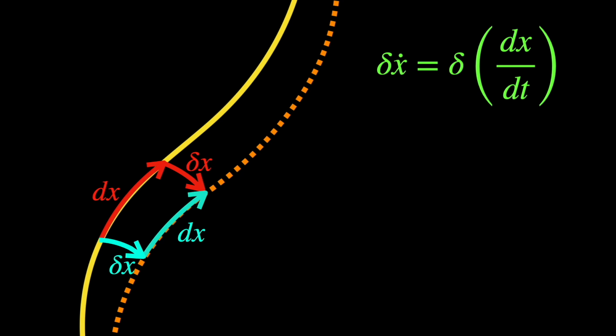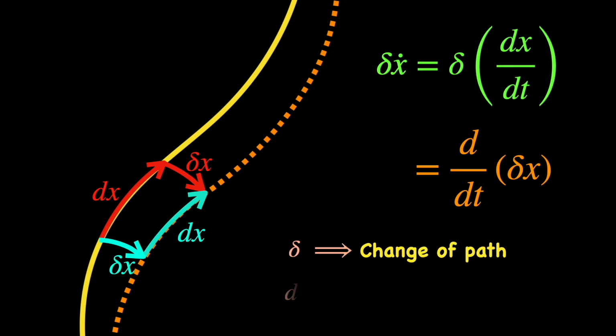As long as we are dealing with infinitesimals like dx and delta x, we get to the same point finally. This basically means delta of dx dt is the same as d/dt of delta x. Notice the use of symbols here. Delta symbolizes the change of path and d symbolizes changing position along a path.